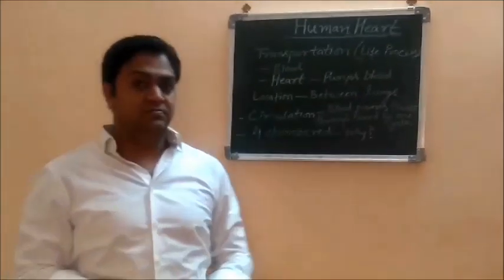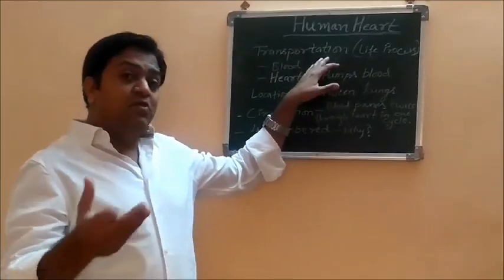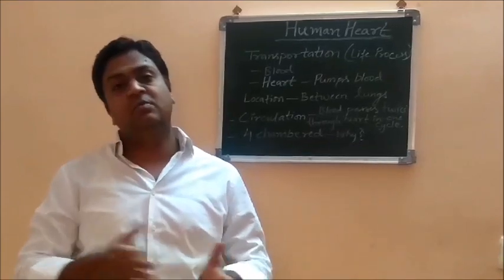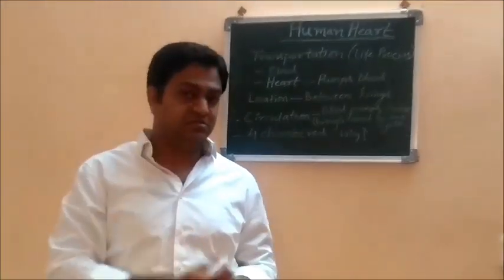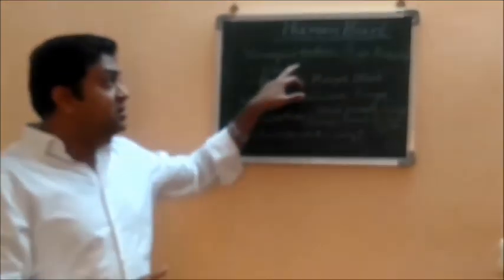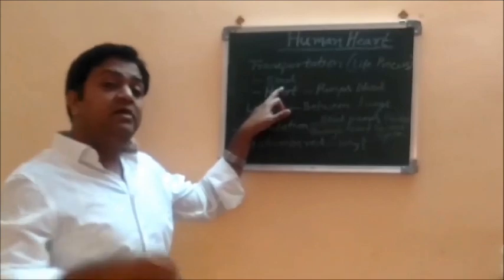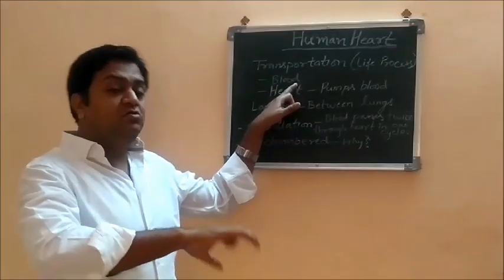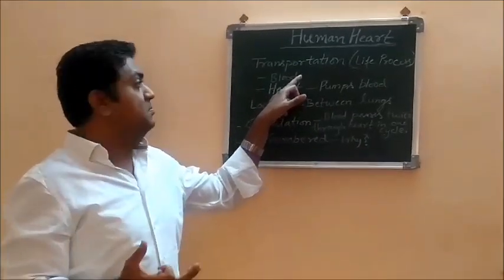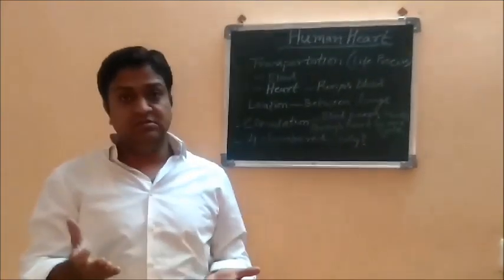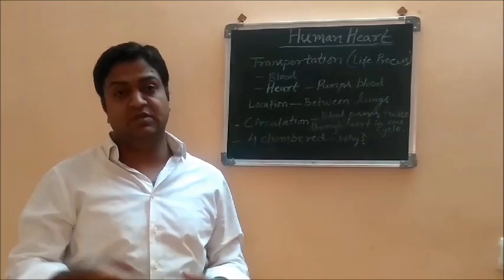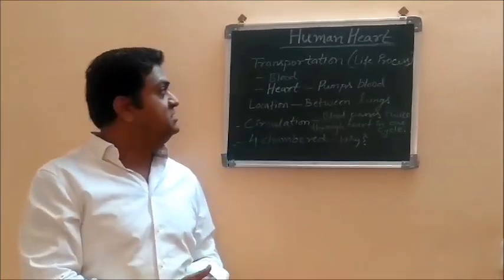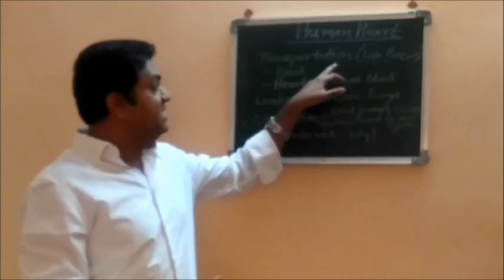Now, what is transportation? Transportation means to transport the different substances or materials in our body which are required by our cells. So here comes the blood. Blood carries all these essential substances from human heart to different parts of our body. Blood carries, for example, the gases, that is the carbon dioxide and oxygen, the nutrients, the food, the hormones. So all these things are transported with the help of blood.